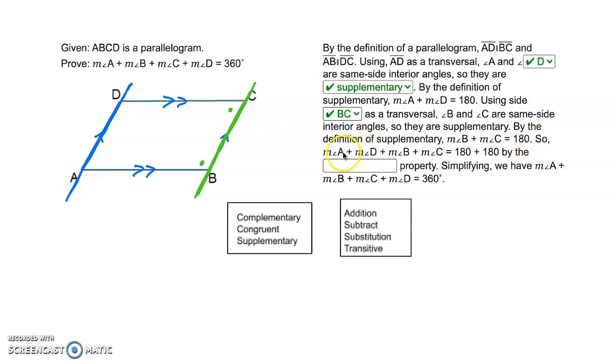So we can add those two together. Measure of angle A plus measure of angle D plus angle B plus angle C equals 180 plus 180. Which property is that? Addition, subtraction, substitution, or transitive property? Well, we're just adding them together, so that's our addition property. And then we can simplify to equal 360 degrees. I didn't tell you, these were the options for this one up here: complementary, congruent, or supplementary. We found out it was supplementary. So that walks you through the proof.